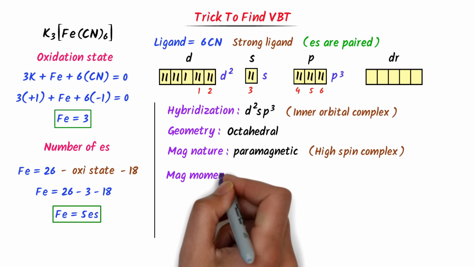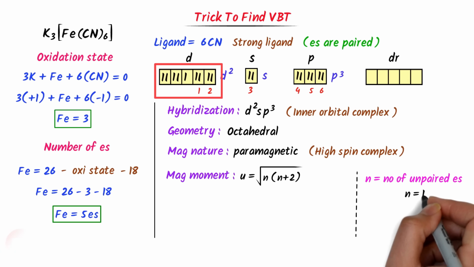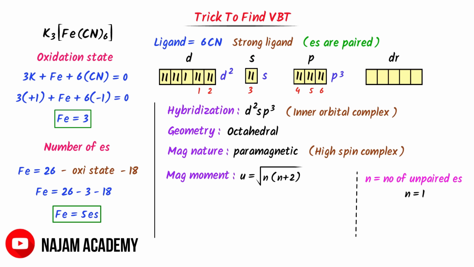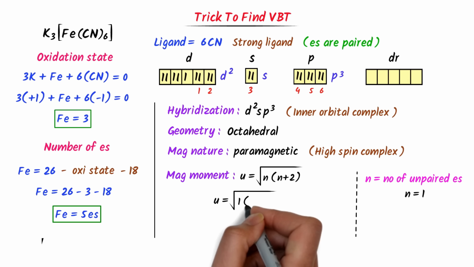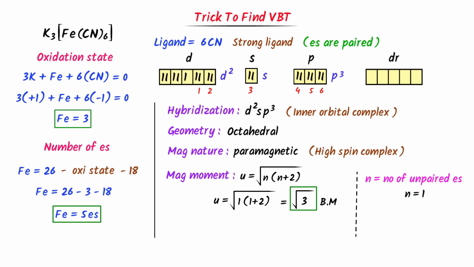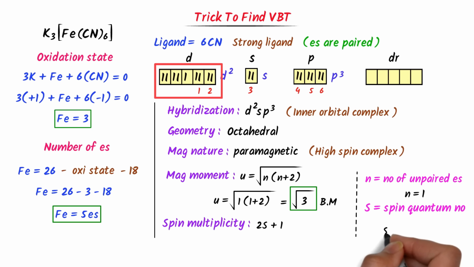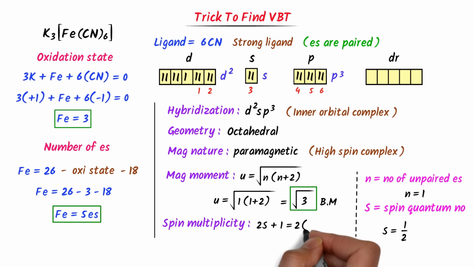Fourthly, the magnetic moment is mu equals under root n into n plus 2. Here, there is only one unpaired electron, so n equals 1. I write mu equals under root 1 into 1 plus 2 equals under root 3 BM. Lastly, the spin multiplicity is equal to 2S plus 1. There is only one unpaired electron, so S is equal to 1 upon 2. After calculation, I get 2.